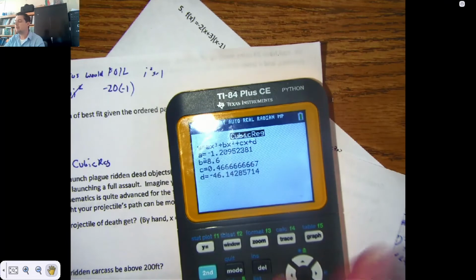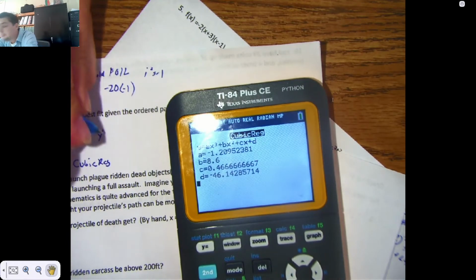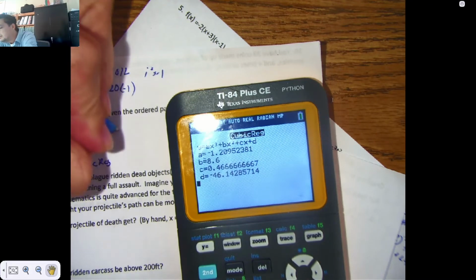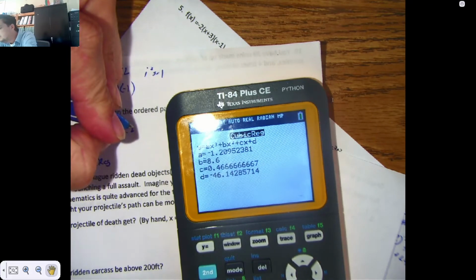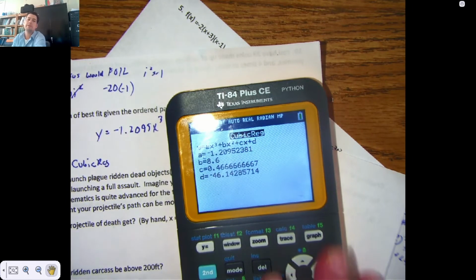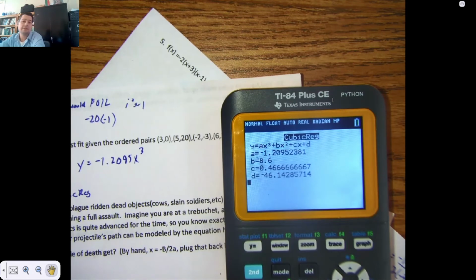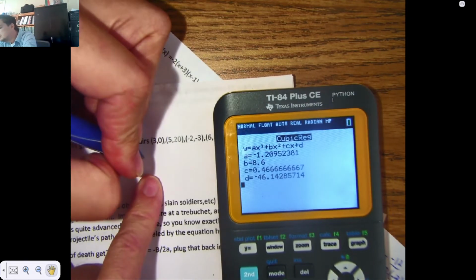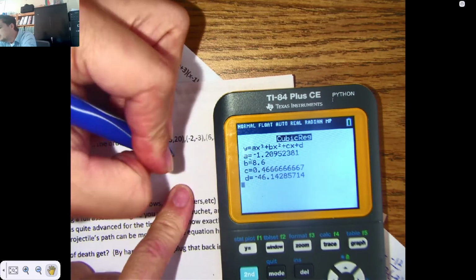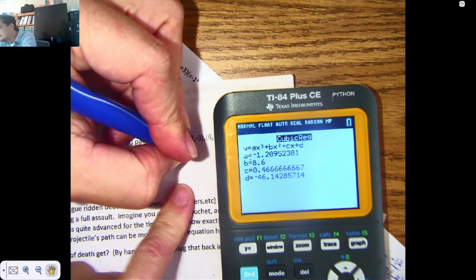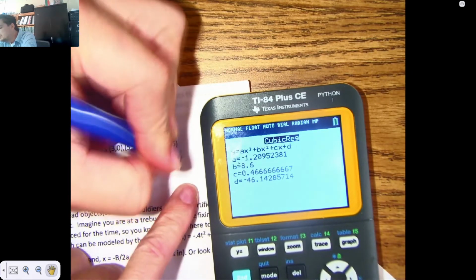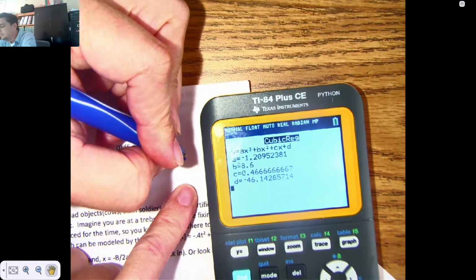Who knows how far I'll round this? It'll obviously be multiple choice, which doesn't mean anything. Some of y'all still be missing it. Negative 1.2, let's say 0.95x cubed. I'll go out 4 decimal places on the twin. B is a nice number, 8.6, plus 8.6x to the second. C is fugly, plus 0.4667x, and then plus D, minus 46.1429.